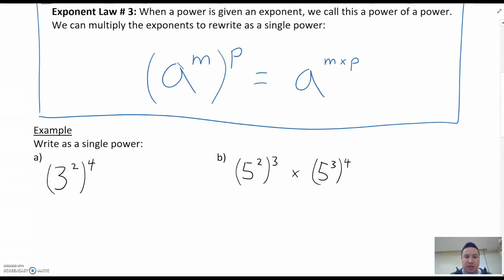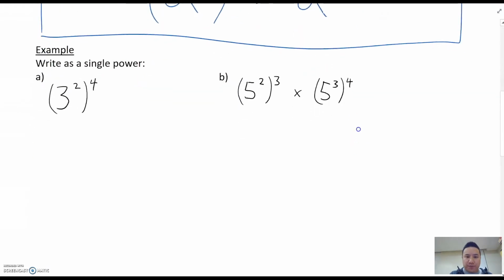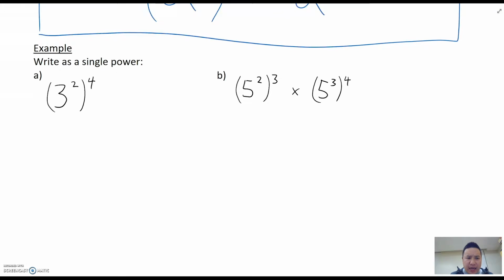So anytime you see something to the power of an exponent, and then that is then raised to another exponent, you can multiply those exponents together. So let's take a look at some examples. 3 to the power of 2, and then the whole thing is to the power of 4. So 3 to the power of 2 to the power of 4, okay, what we do is we just multiply these exponents. So it's going to be 3 to the power of whatever 2 times 4 is. Well, 2 times 4 is 8. So this is 3 to the power of 8.